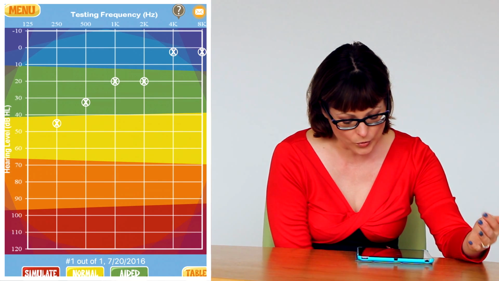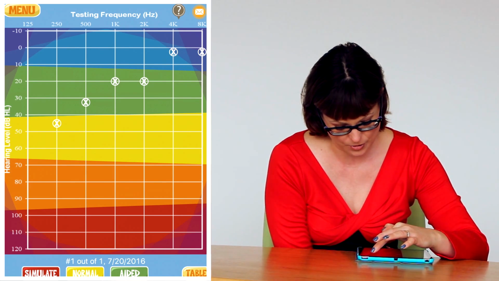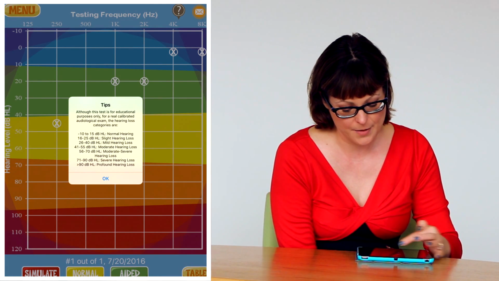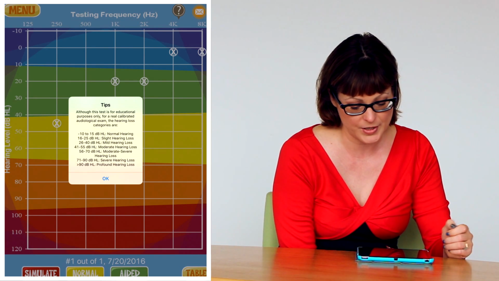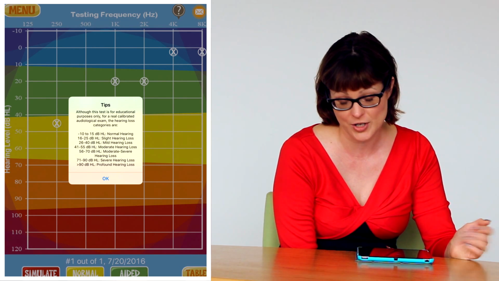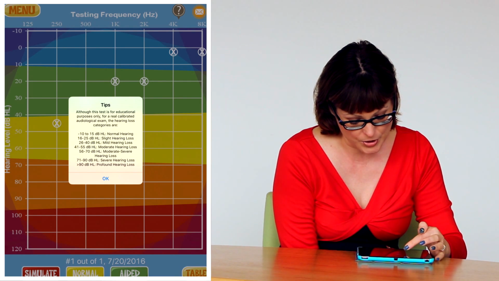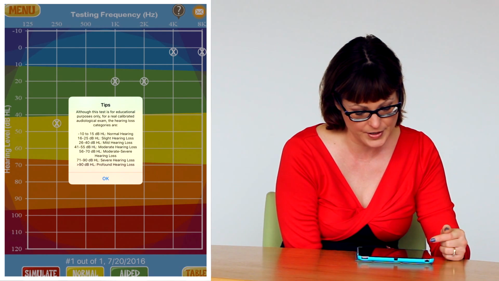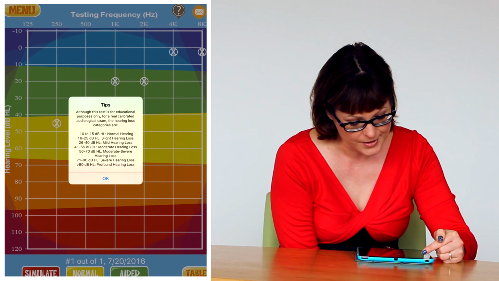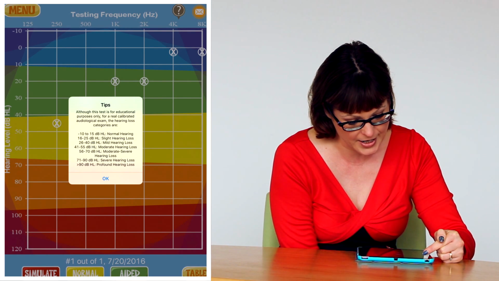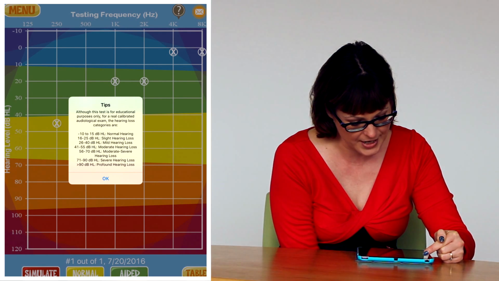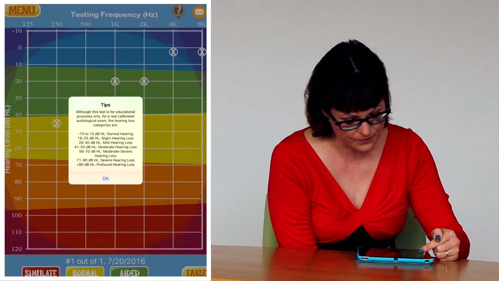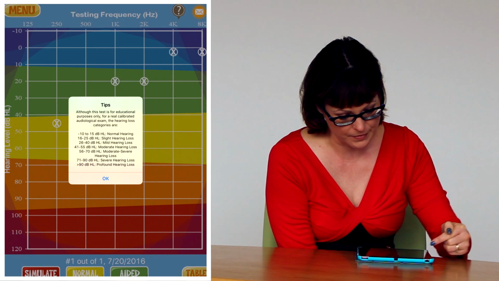So to understand what this table means, in the top right hand corner, if we press on the question mark, a little dialog box pops up which tells us what the table means. It reminds us again it's for educational purposes only, but it gives you the categories. So we know -10 to 15 decibels is considered to be normal hearing. So if we look at this table in the background running down the left hand side, right at the top, in the top left, is -10. And as it starts going into green, that's heading into 20. As it starts going into yellow, 50, and so on.